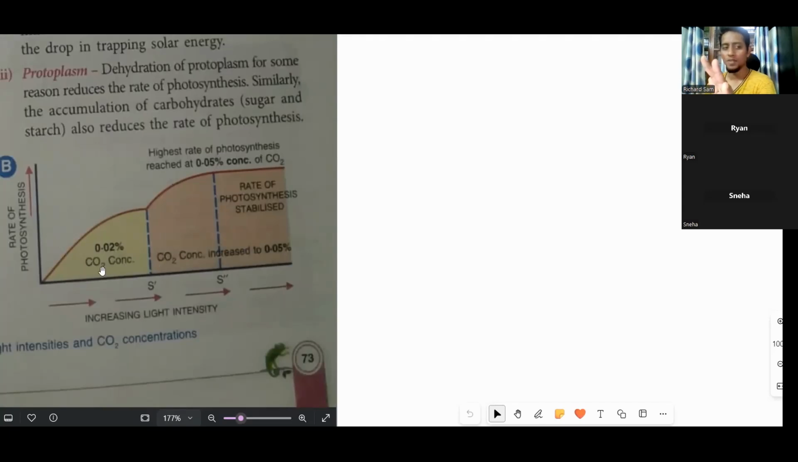Basically, if the carbon dioxide is 0.02%, the rate of photosynthesis will increase as long as you increase light, but only till a certain point. Then however much light you give, it will not increase the rate of photosynthesis. But now if the air has more carbon dioxide, then if you increase light, again the rate of photosynthesis will increase, but again only till a certain point, and then it stops. Then whether you increase light or carbon dioxide, the rate of photosynthesis will not increase. Okay.